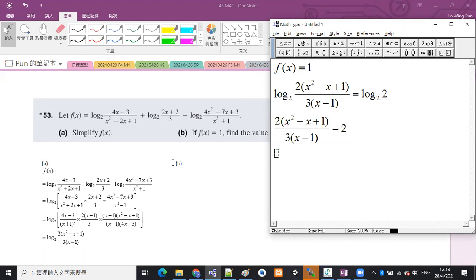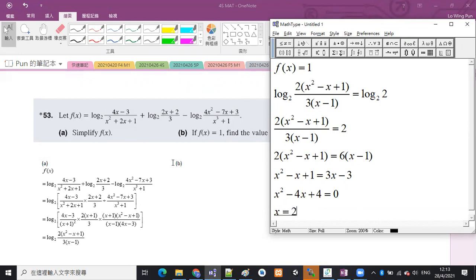Okay, it's equal to 2. And multiply the 3, the denominator, to the right-hand side, cancelling the 2. Like this. Cancelling the 2. So x squared minus x plus 1 is equal to 3x minus 3. Move all the terms to the left. Okay, quadratic equation. So x is equal to 2.